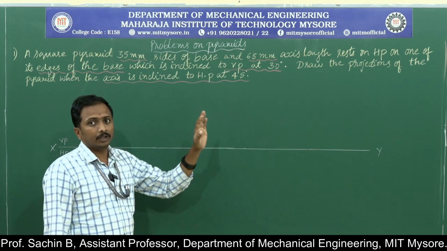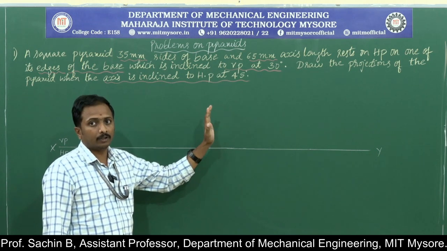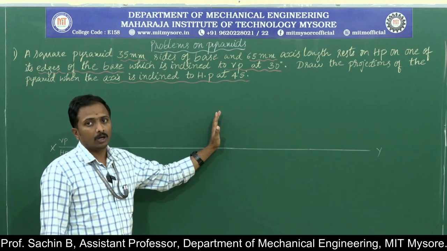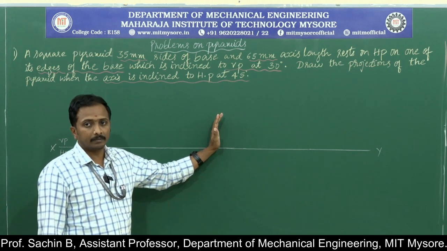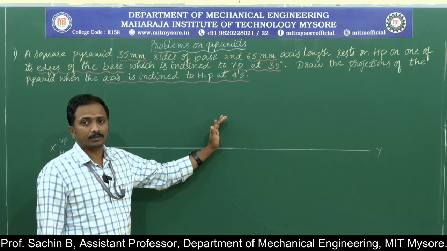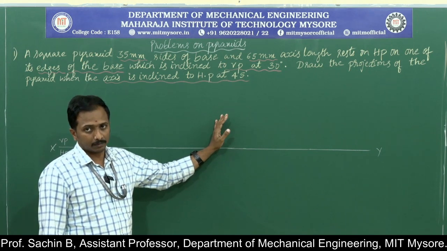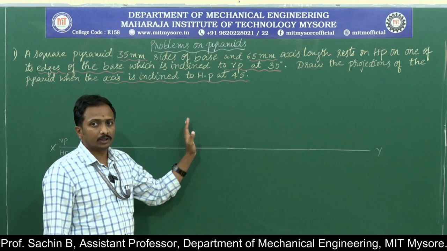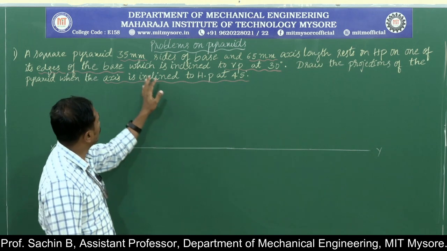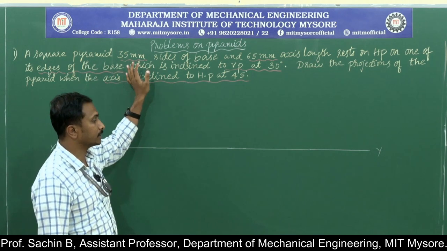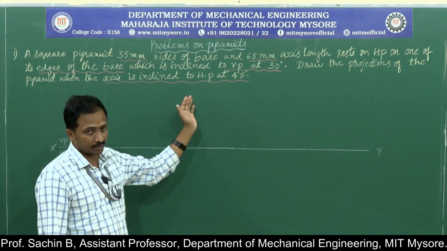Here we need to construct the square pyramid, but we know that a pyramid has the apex and the base. From the base to the apex, it is bounded by the triangular faces, that is called the pyramid. Now it is a square pyramid. What are the sides they are given? They are given the sides as 35 millimeter sides of base.